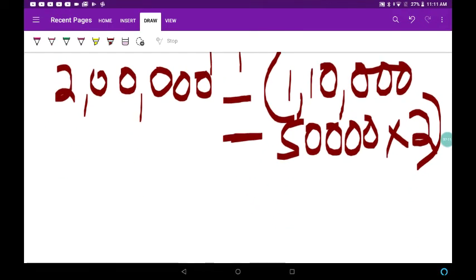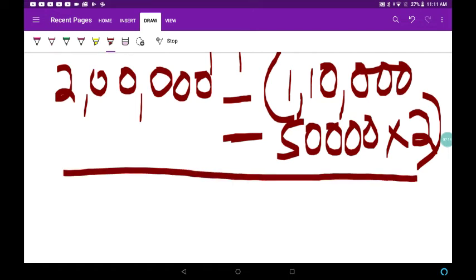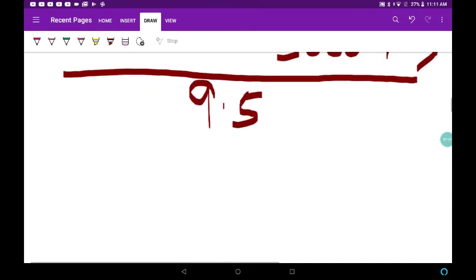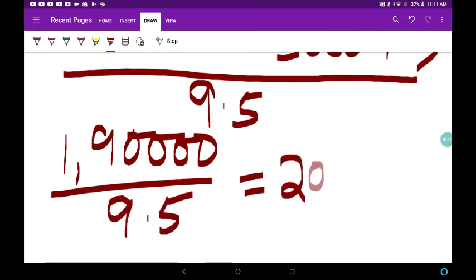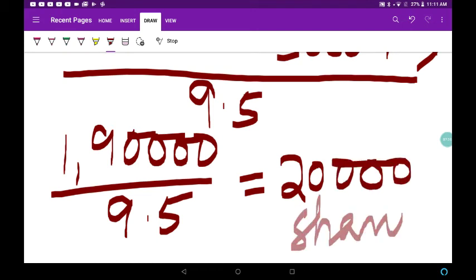Clear? Divided by, when dividend is paid, P1 is 9.5. We have already calculated. So it comes to 1,90,000 by 9.5. It is 20,000 shares. 20,000 shares. Read the question clearly.